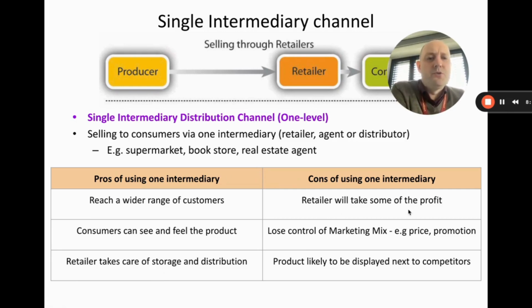Some cons: the bookstore is obviously going to want to take some of your profit, so you're going to make less per book. And you also lose control of the marketing mix. The bookstore is going to be able to sell the book for the price they want to. So they might sell it for a cheaper price than you want to, or promote it in a different way. This is assuming you haven't signed some sort of contract which limits those. And also the product is likely to be displayed next to the competition. So there might be books similar to yours, and obviously your book will be displayed next to them. In theory, that could reduce the number of copies that you sell if people decide to buy the competition instead.